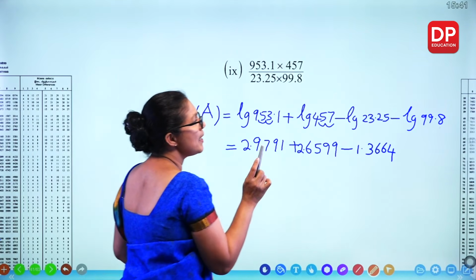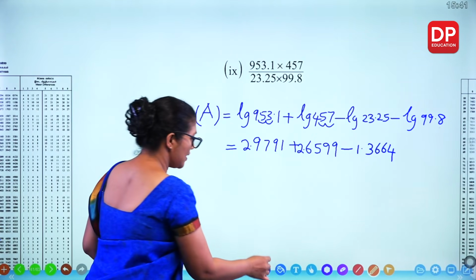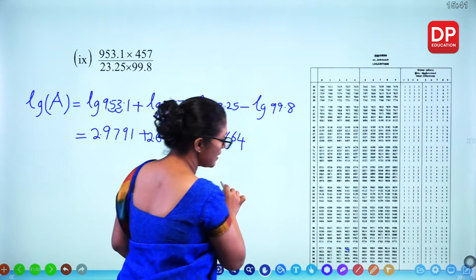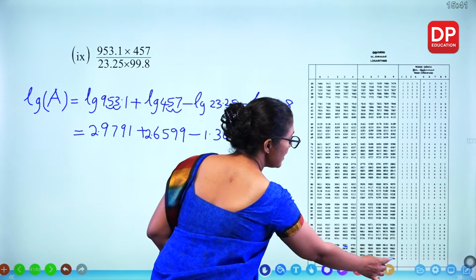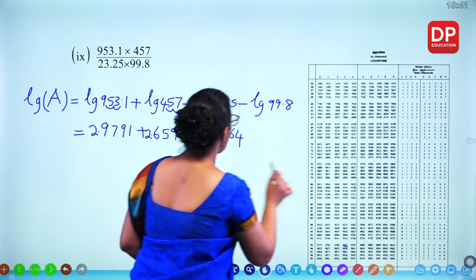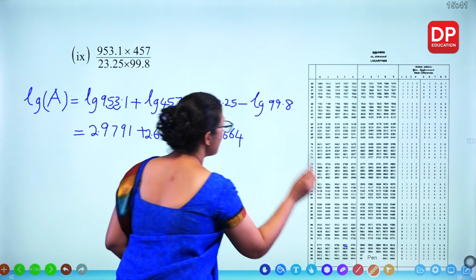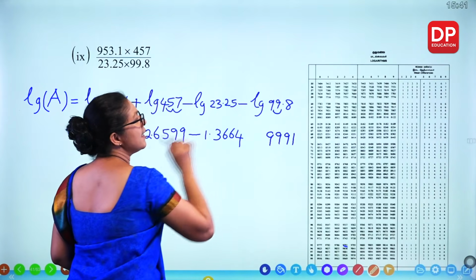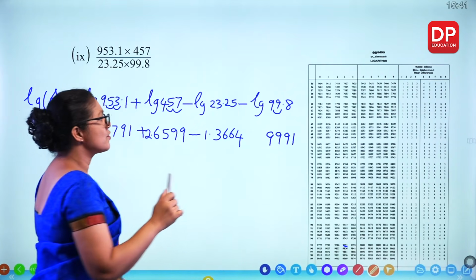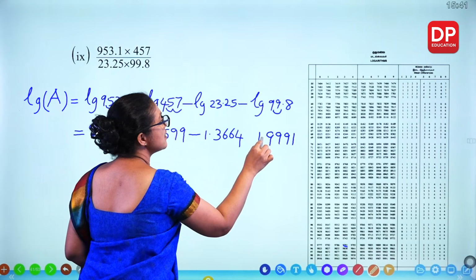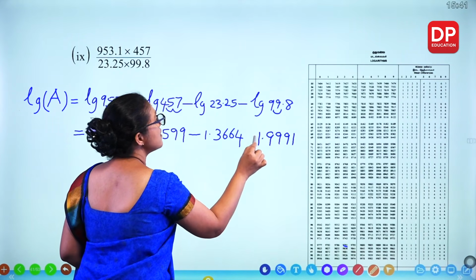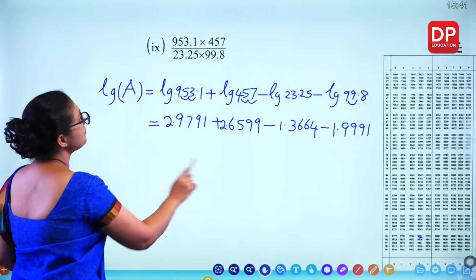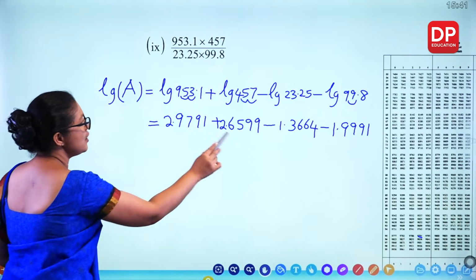And what's the other number? 99, 8. So refer to the other table. 99, 8 is 9991. So I can write 9991 and here 1 place to the right. So that means 1 point 9991. This is negative.